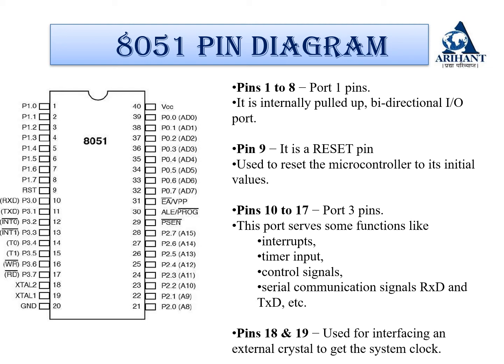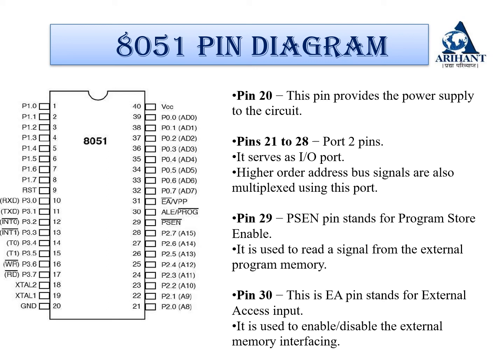Pins 10 to 17 are used for port 3. This port serves some functions like interrupts, timer inputs, control signals, serial communication signals, RxD and TxD, etc. Pins 18 and 19 are used for interfacing an external crystal to get the system clock. Pin 20 is used for ground. Pins 21 to 28 are port 2 pins. It serves as an input-output port. Higher order address bus signals are also multiplexed using this port.